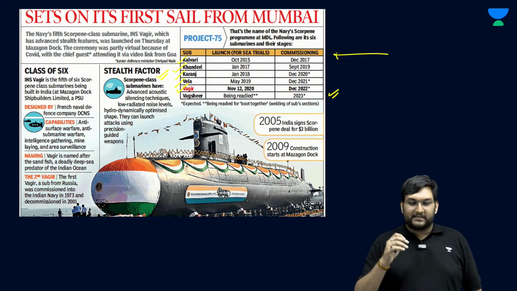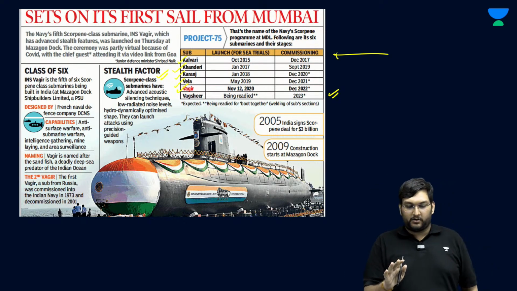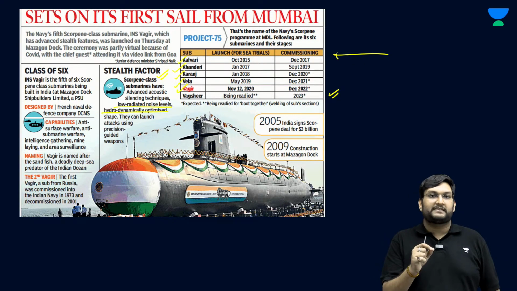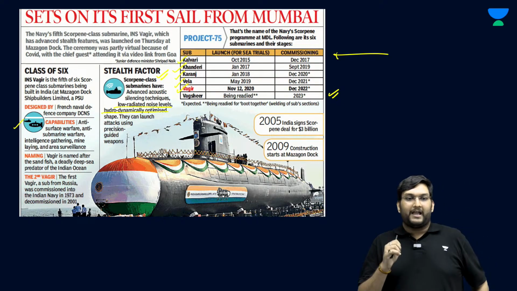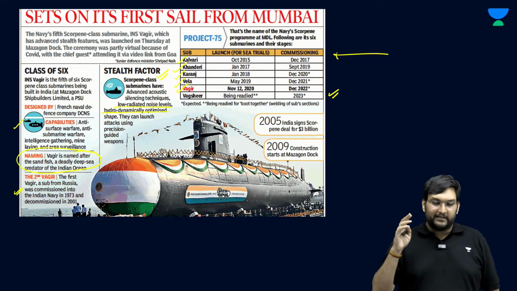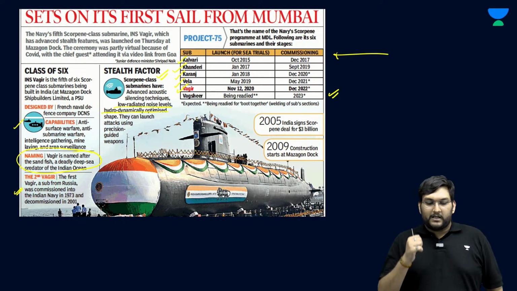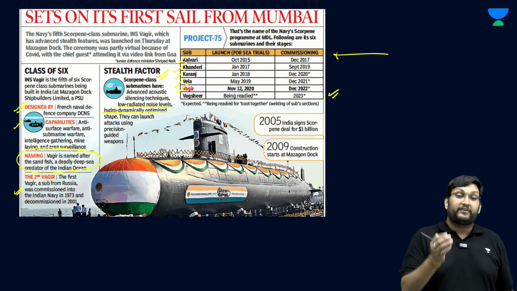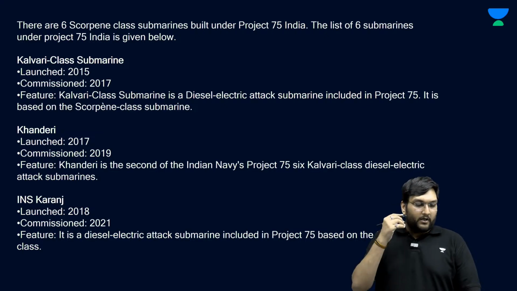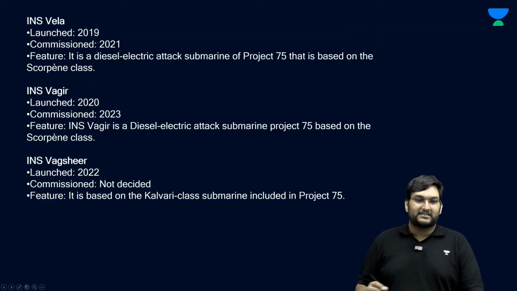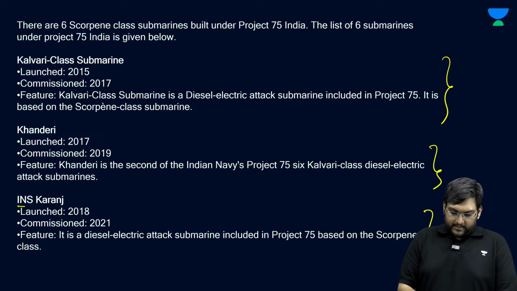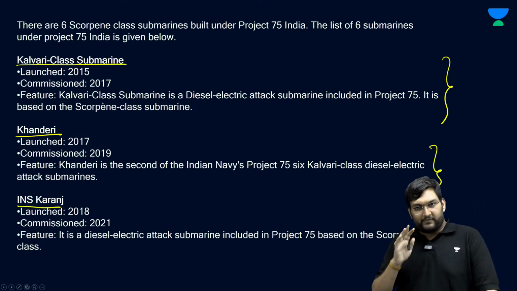The Scorpion class has low acoustics underwater, which is good for stealth technology. It has low radiated noise levels and a hydrodynamically optimized shape, and the capabilities are good: anti-surface warfare and anti-submarine warfare. The name Vagir was not the first one; we already had a Vagir in 1973, decommissioned in 2001. The concept is very simple: the French are giving us these diesel electric submarines. I've given you the details of each one of them. This is the one which we are waiting for. Launched in 2022: Vagir, Vela, Vagsheer, Kharanj, Khanderi and Kalveri. I've given you the details here.